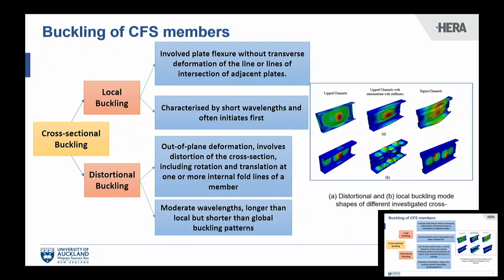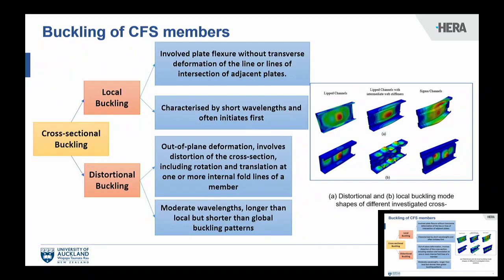The other cross-sectional buckling is distortional buckling. This buckling involves out-of-plane deformations, distortion of the cross-section and torsion, and it involves the deformation of the fault lines where the plates cross together, web and flange, or the lips of the cross-section. Its half wavelength is longer than local buckling, but shorter than the global buckling pattern.